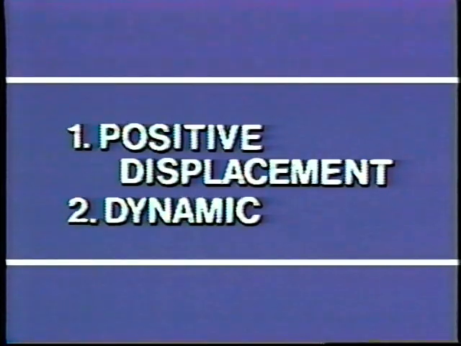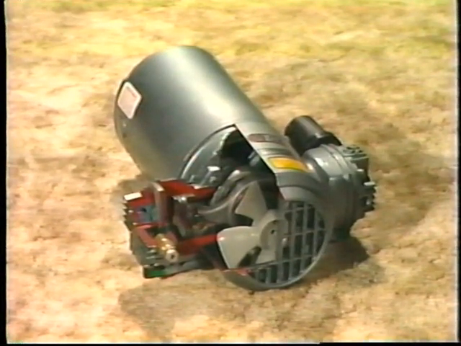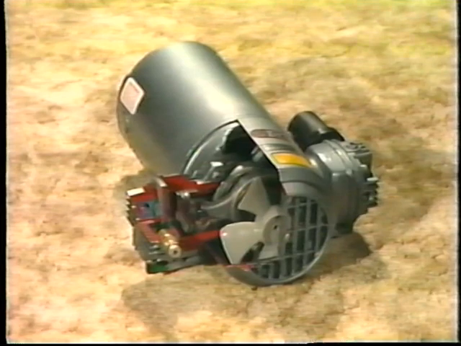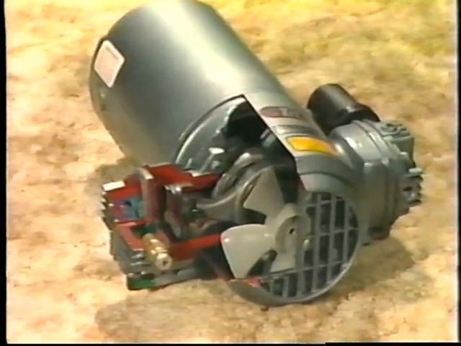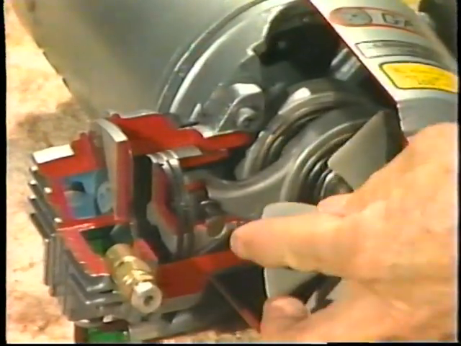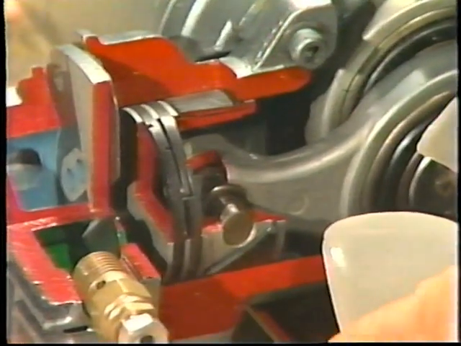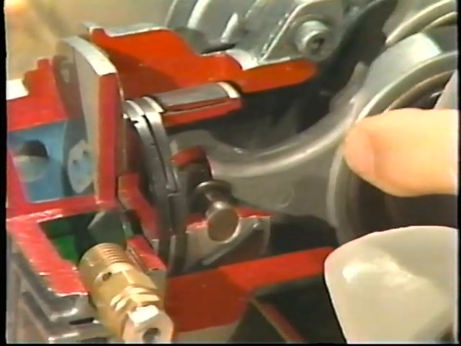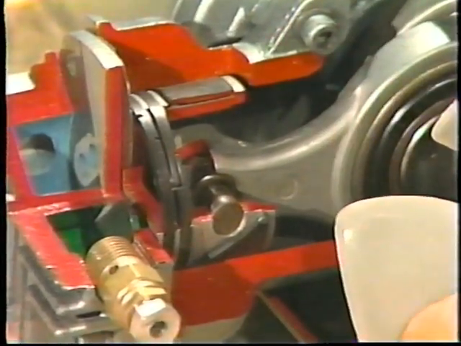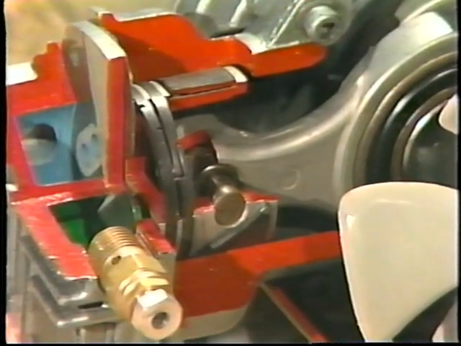There are two basic groups of air compressors: positive displacement and dynamic. The compressor shown here is a positive displacement type. It's called a positive displacement type because every stroke of the piston compresses a certain definite amount of air. As the amount of space in the chamber decreases, the pressure of the trapped air increases. Remember from Lesson 3, as volume decreases, pressure increases.